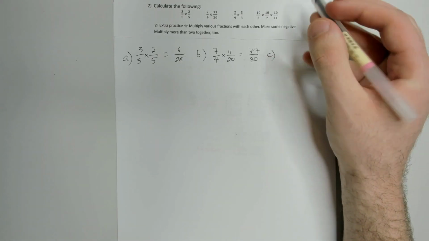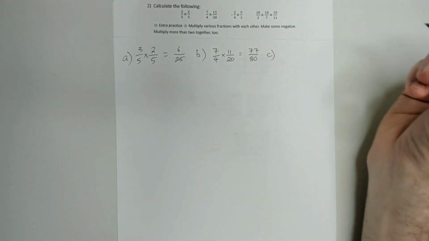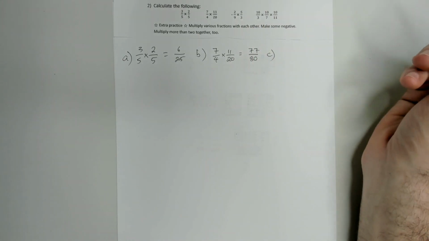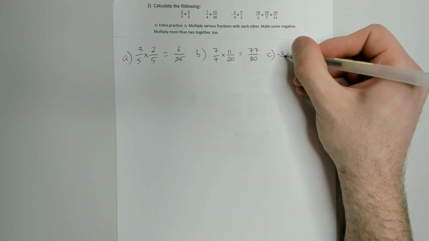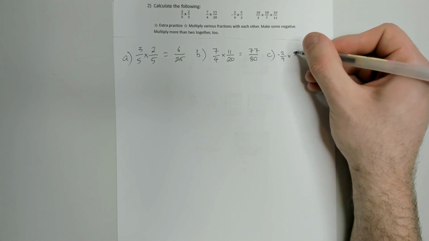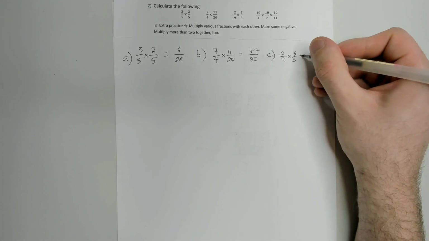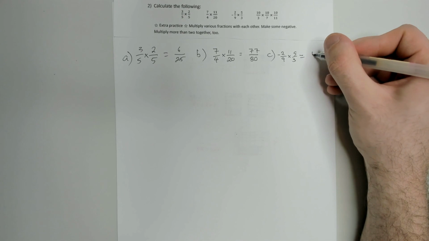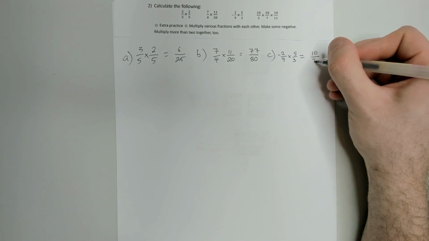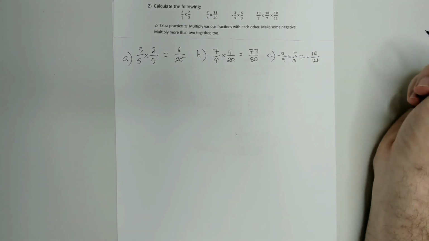And for this third one here, we're doing a negative times a positive. So our answer should be negative. So we'll make sure to add that in afterwards. So we've got negative 2/9 times 5/3. Now, 2 times 5 is 10, and 9 times 3 is 27, and we can add in that negative.